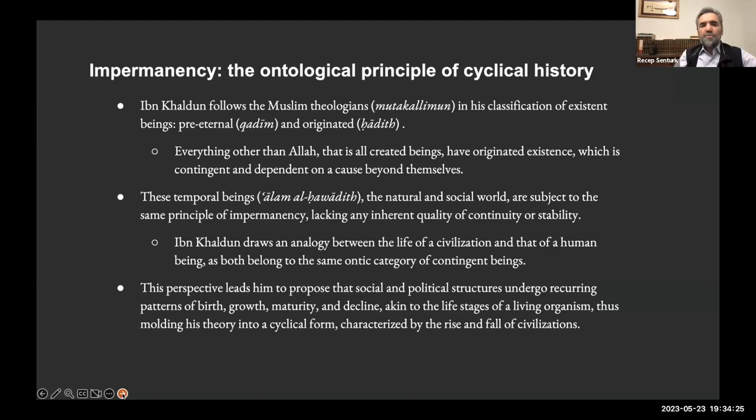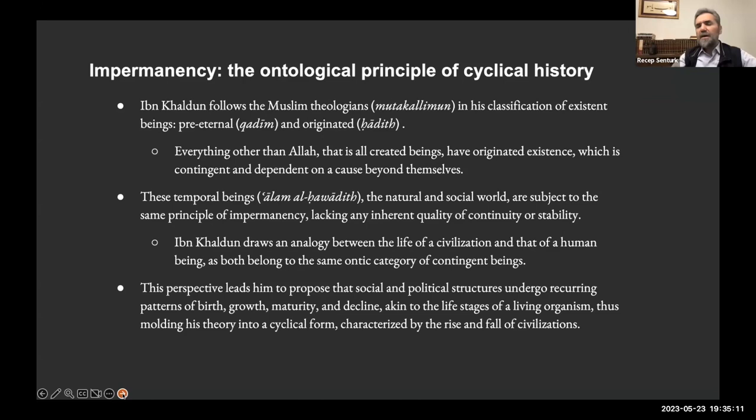So Ibn Khaldun follows the Muslim theologians, the mutakallimun, in his classification of existing beings, pre-eternal and originated, qadim and hadith. Everything other than Allah, that's all created beings, have originated existence. So they are all hadith, which is contingent and dependent on a cause beyond themselves. These temporal beings, alam al-hawadith, the natural and social world, are subject to the same principle of impermanency, lacking any inherent quality of continuity or stability.